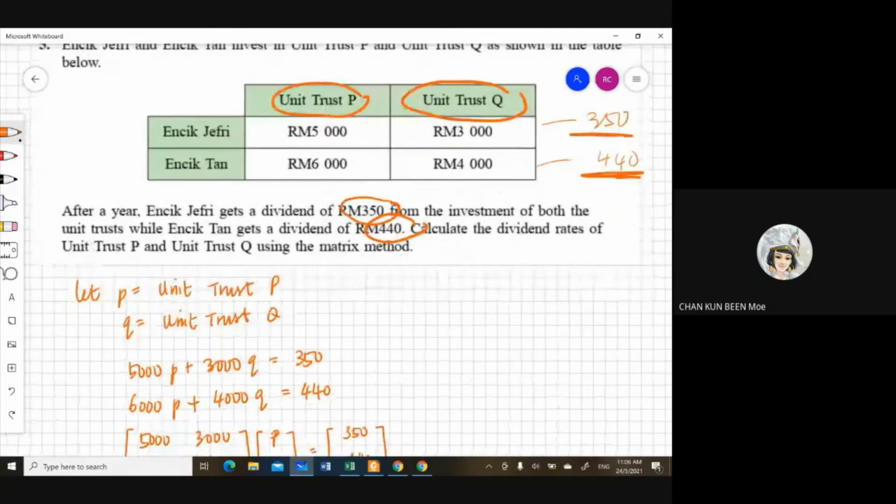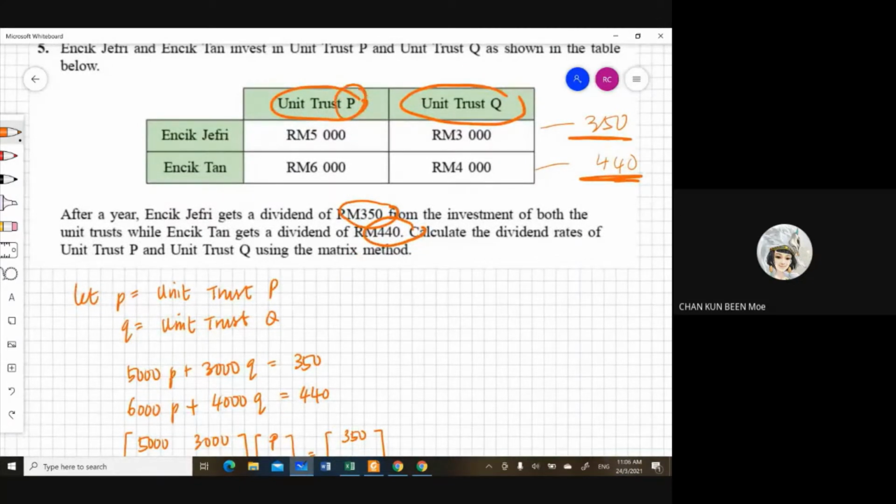Therefore, again, we cannot use a capital letter P and Q as our variable over here. You have to make assumption again. So let the small letter p be equal to unit trust P, and let the small letter q be equal to unit trust Q. You got to remember in our linear equation, we only can use the small letter variable. Okay, so I have 5,000 p from here plus 3,000 q is equal to 350.